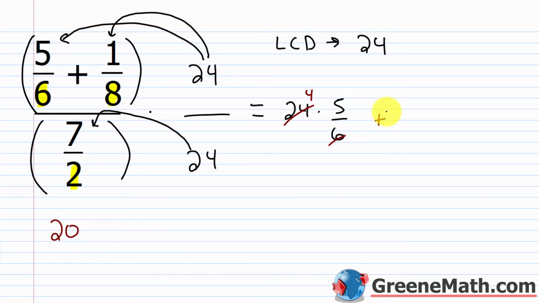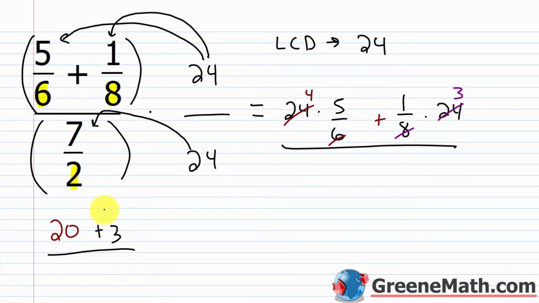And then plus, I have 1/8 times 24. And this is going to cancel with this and give me a 3. 3 times 1 is 3, so I'd have plus 3. And then over, down here, what I have is 24 times 7 halves. So 7 halves times 24. And we can see this would cancel with this and give me a 12. 12 times 7 is 84. So this equals 20 plus 3 is 23 over 84.